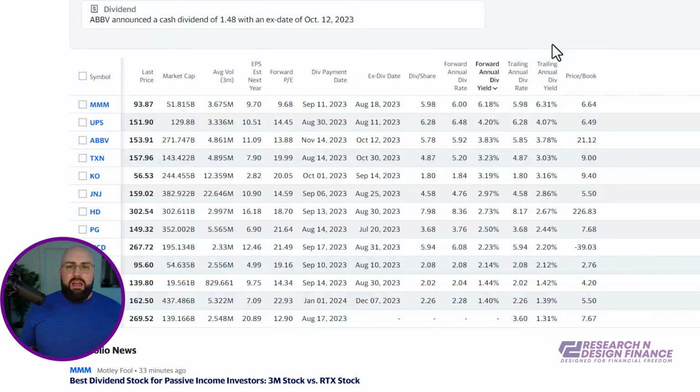I'm not going to go into all these, but if I look at one of these, I'm going to stack these alphabetically. AbbVie, they have their next payout. They actually announced a cash dividend of $1.48 per share with the next ex-dividend date of October 12th, which is next month. If you look at their forward annual dividend rate, it's 5.92. If you looked at their trailing annual dividend, it's 3.78. Their price to book is fairly low.